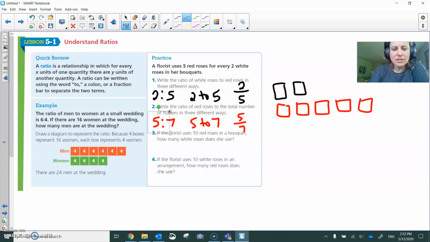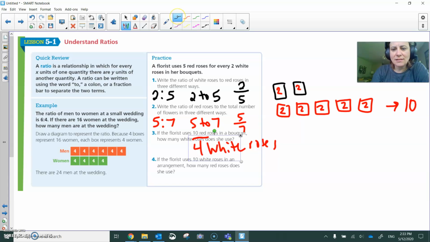So if the florist uses 10 red roses in a bouquet, so if this is equivalent to 10 red roses, how many would have to be in each one of these boxes to be 10? And the answer is 2. And these quantities are the same as those. So if there's 10 red roses, there would be 4 white roses.